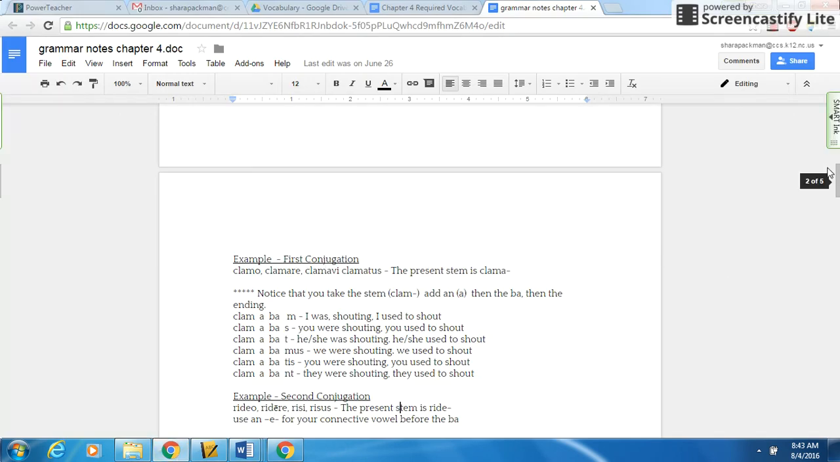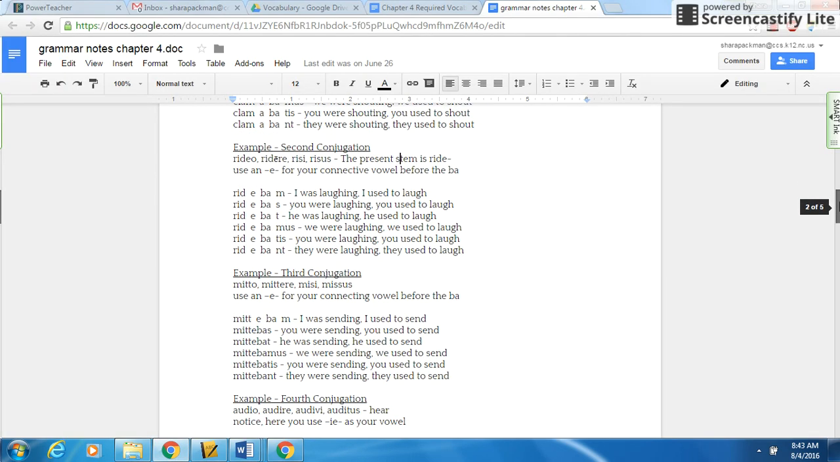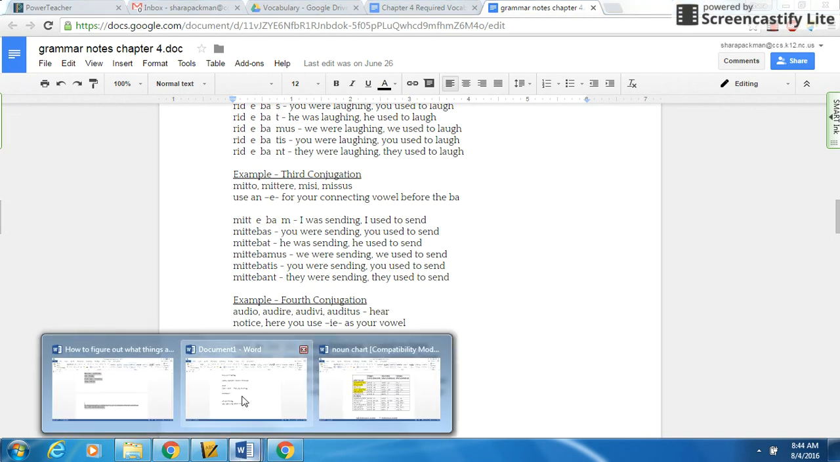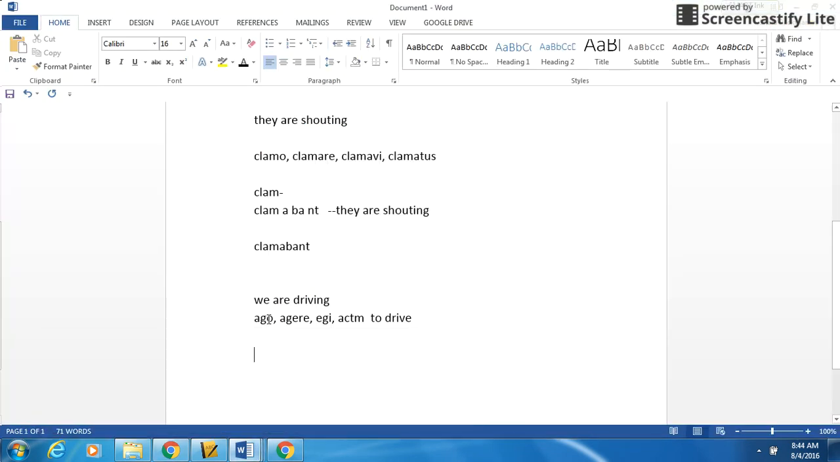So, go back to your grammar notes. This one was first conjugation. We don't need that one. Go here for third conjugation. You're going to use an E before the ba. So we're going to go back to our verb. We're going to find the stem by dropping this O right here. So that's our stem. It told us to use an E. We added a ba. And then the ending for we is mus. Agebamus means we are driving. Actually, it's we were driving. I'm sorry. I messed up the imperfect here. And this is they were shouting. I apologize.